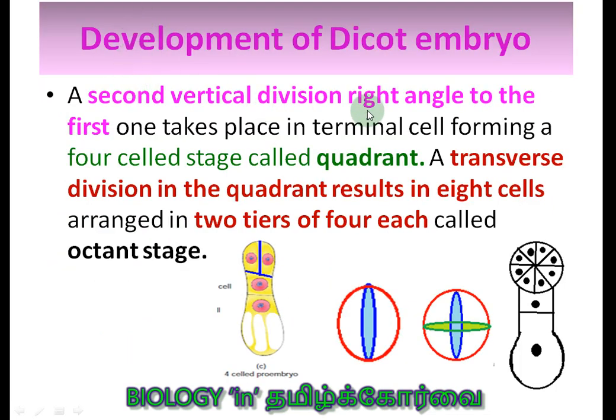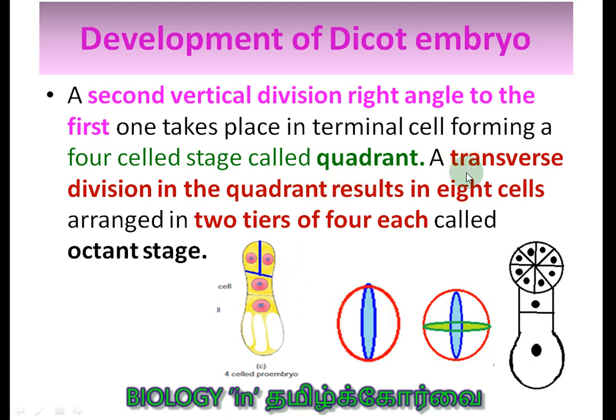Now a second vertical division takes place in the terminal cell. Make it very clear: this is the terminal cell, already with two cells in the terminal region. Now it undergoes one more vertical division. You see the red line is the first vertical division, and the blue line, at right angle to the first, is the second vertical division. So it divides the cells into four. Now this is called the quadrant stage.